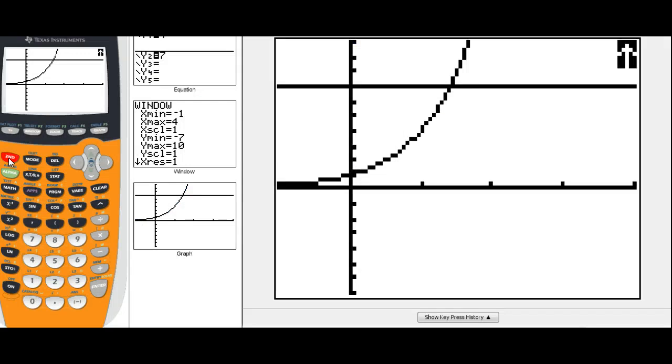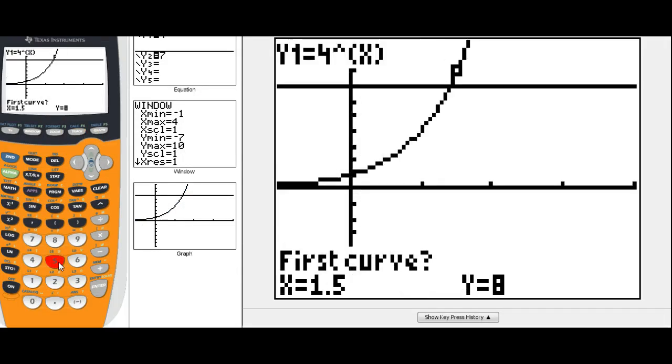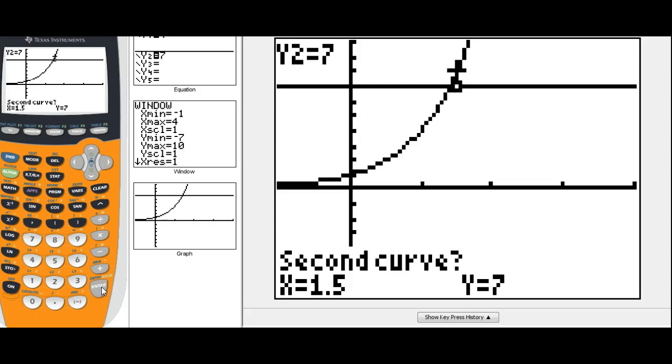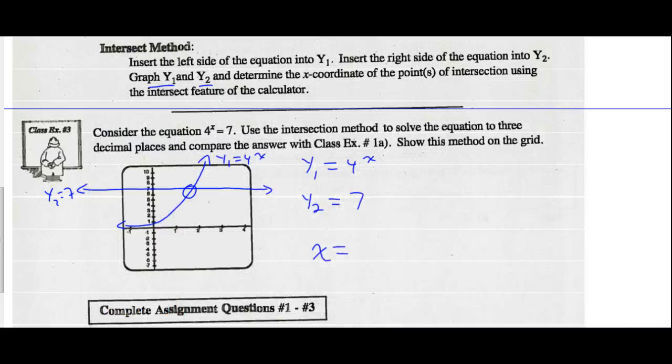So second, calculate the point of intersection, which is number 5. And we just have to enter 3 times. Find out x is 1.404. So x is 1.404. So, you know, we're a little bit higher than we need to be, but it's all right.